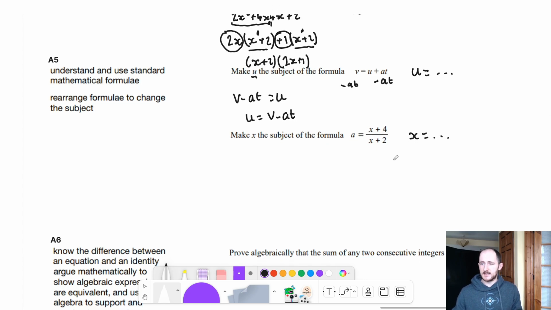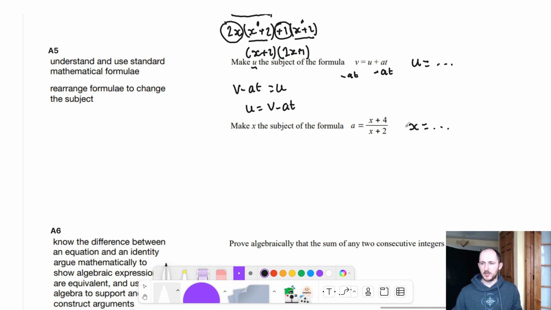Now for x, this is a bit more tricky. Why? Because we have a fraction. So here's my order of operations. If there's a bracket, expand it. If there's a fraction, get rid of it. Those are my orders of operation, okay? If I see a bracket, I terminate it with prejudice. If I see a fraction, I get rid of it because all my homies hate fractions, okay?